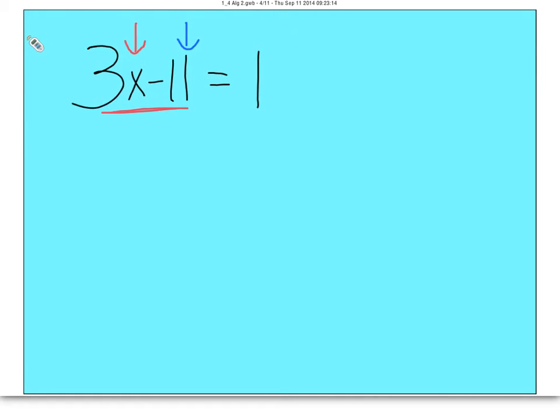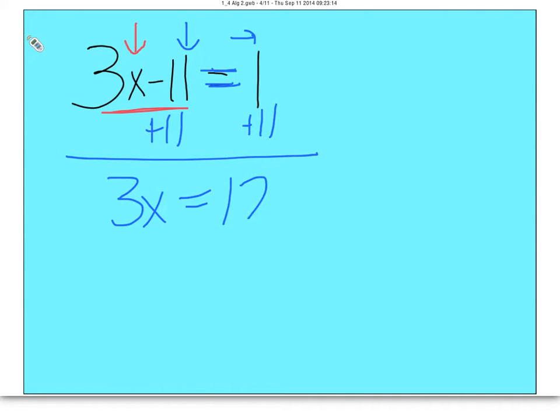so let's choose to move the minus 11. Remember to move across to the other side of this equal sign here. I want to go to the other side here. To move a minus 11, I would do the inverse, I would add. If I do it to one side of the equals, I'm going to do it to the other. Then I have 3x equals 12.